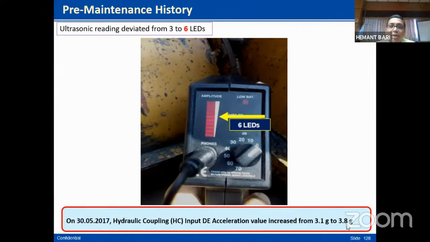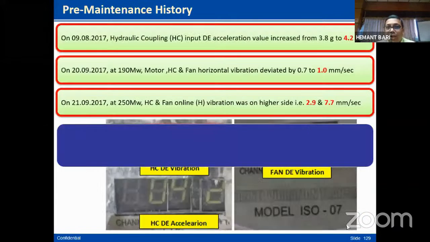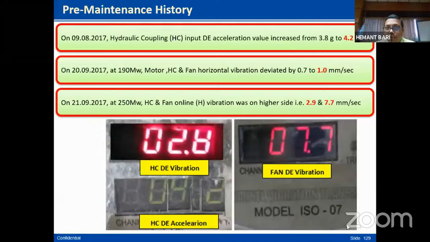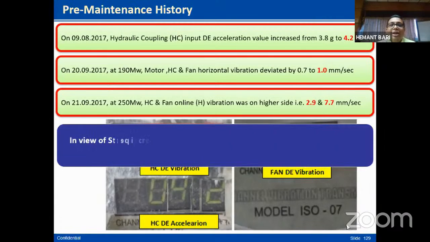We monitored for some months. Meanwhile, the acceleration increased from 3.1 to 3.8, and in the month of August, 3.8 to 4.2. Then the vibration increased. Then the noise, hydraulic coupling fan horizontal increased from 0.7 to 1.0, and in the month of September the vibration also increased from 2.9 to 7.7. So all parameters increased up to the limit level. Decided to stop the fan for hydraulic coupling replacement.